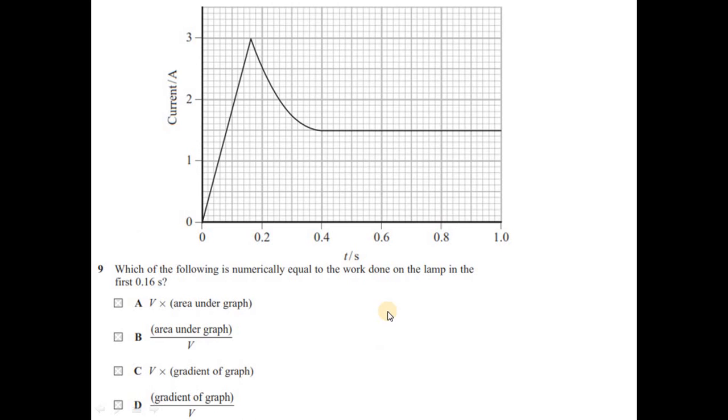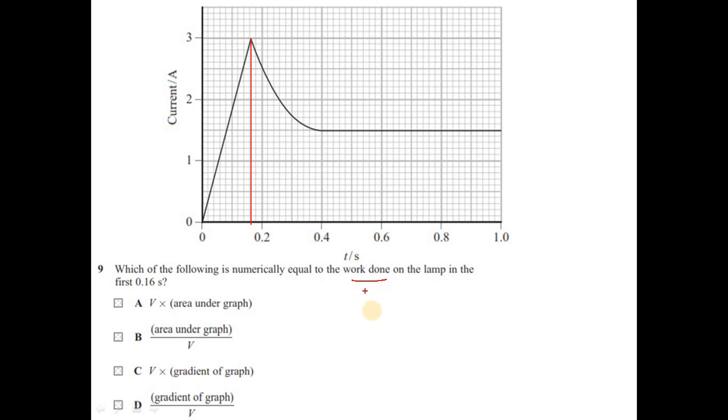Question number 9 from the same graph. Which of the following is numerically equal to the work done on the lamp in the first 0.16 second? So this is 0, and 0.16 second is in fact this much. That means you need to find the work done.